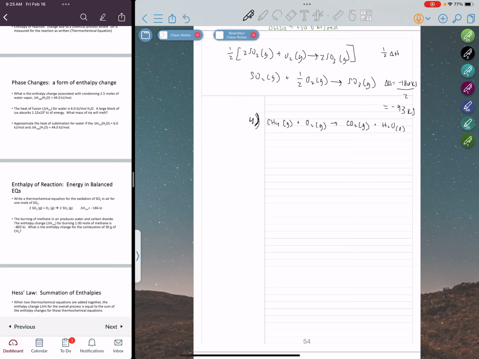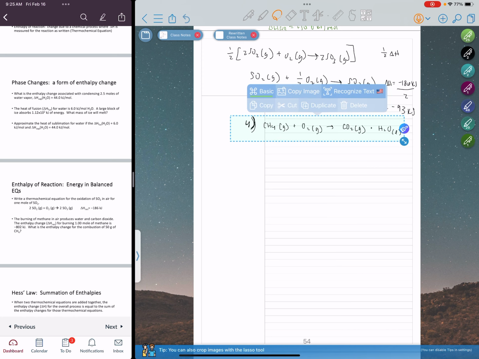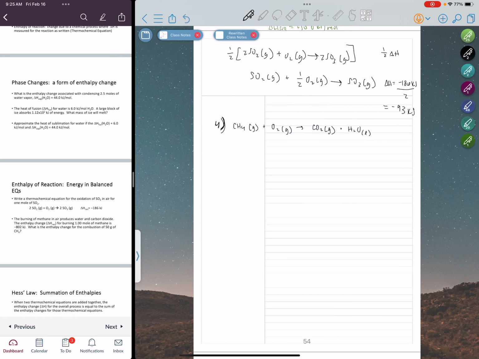So my energy is over here. Why are we assuming methane is gas? Well, it is a gas under normal conditions. We're going to define standard conditions on Monday. Is that equation balanced? How do I balance it? Put a 2 in front of the oxygen and a 2 in front of the water.